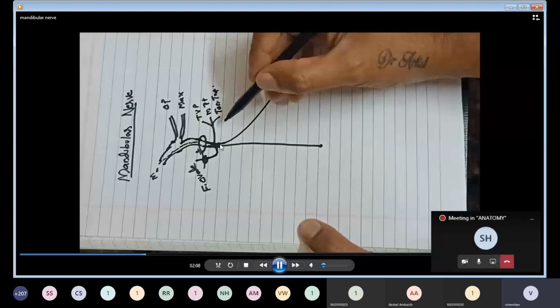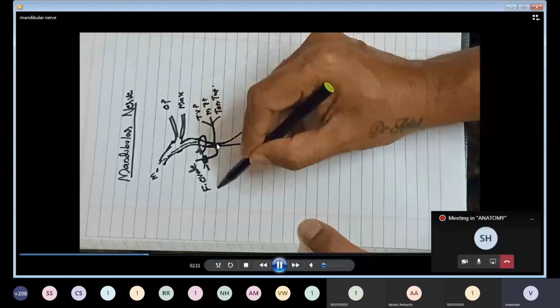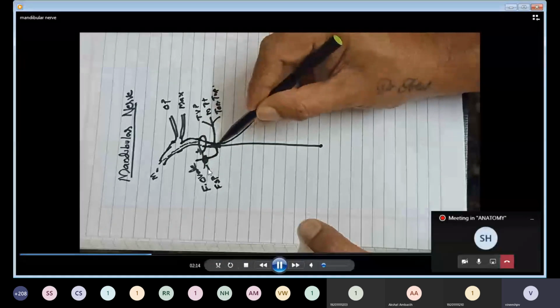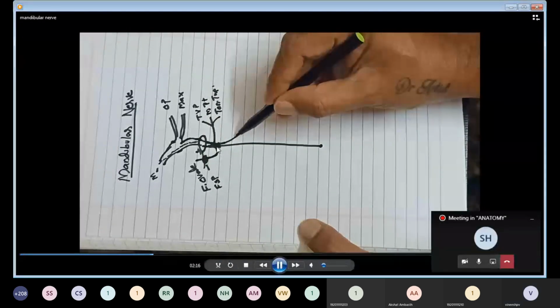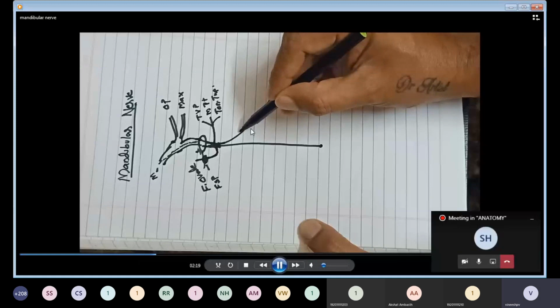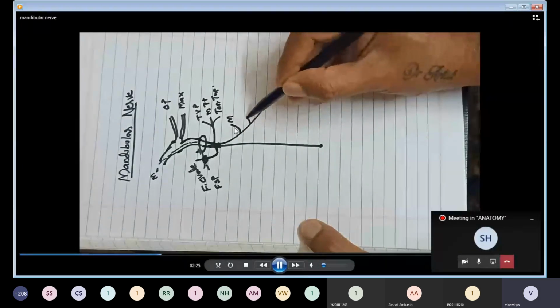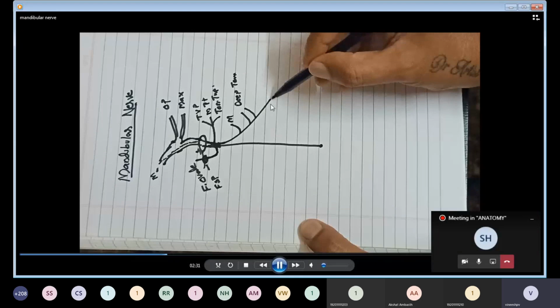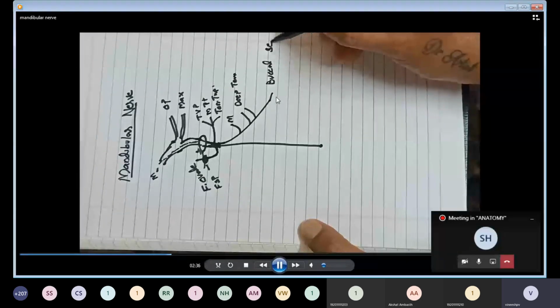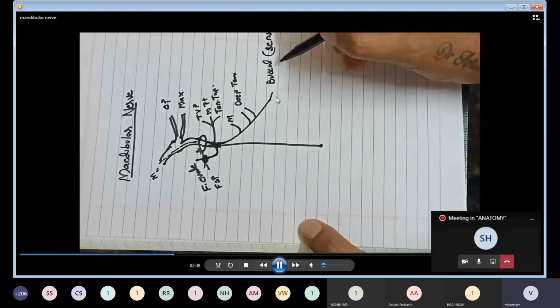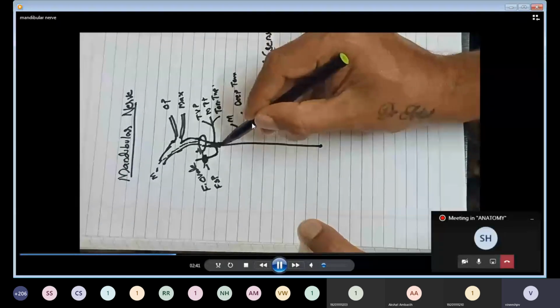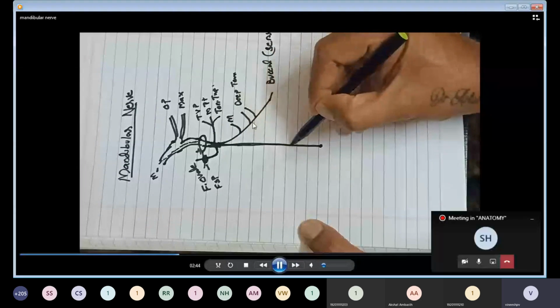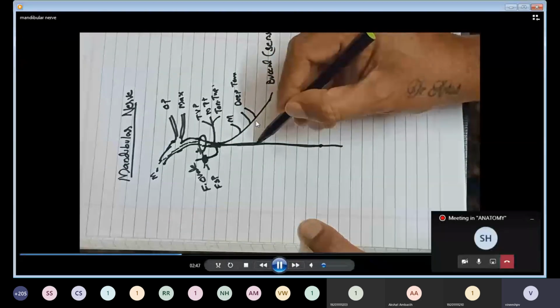Now we'll see only the anterior division. As I told, it is mostly motor. First one goes to the masseter nerve, the masseter muscle. Then there are two deep temporal nerves. Then one is the buccal nerve, which is the only sensory nerve in the anterior division. And one more supplies the lateral pterygoid, which I didn't draw here, but it is supposed to be drawn here.